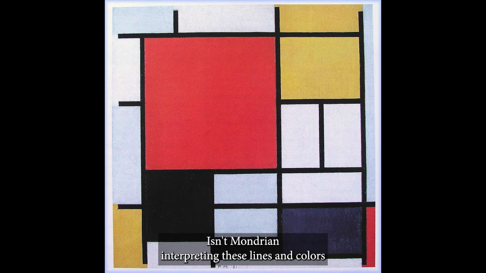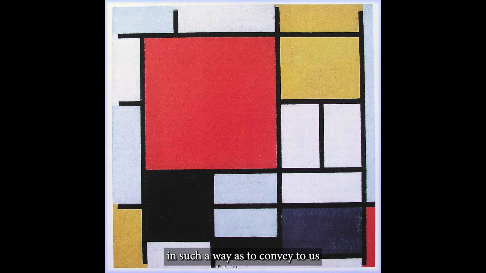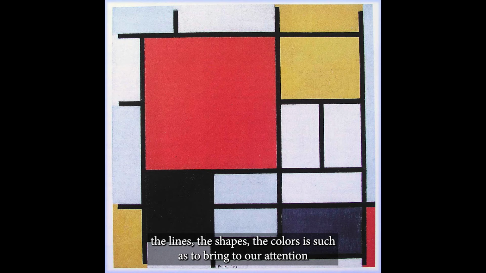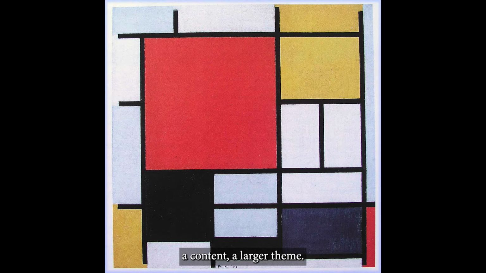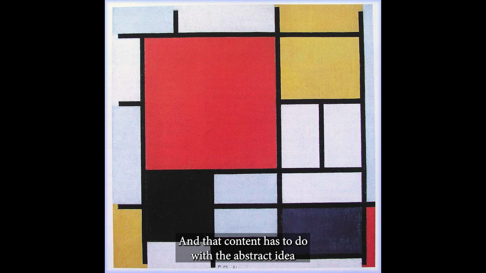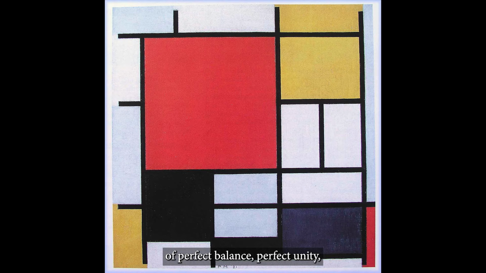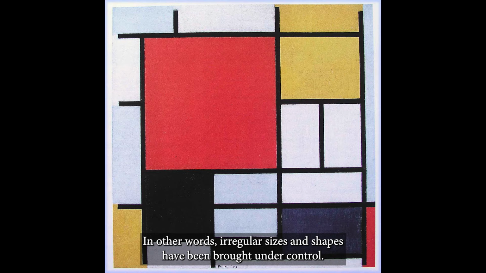Isn't Mondrian interpreting these lines and colors in such a way as to convey to us a world that is clear and precise, simple and serene, regular and orderly, balanced and harmonious? If that's the case, then the arrangement of the parts, the lines, the shapes, the colors, is such as to bring to our attention a content, a larger theme. And that content has to do with the abstract idea of perfect balance, perfect unity, perfect harmony, perfect control. In other words, irregular sizes and shapes have been brought under control.